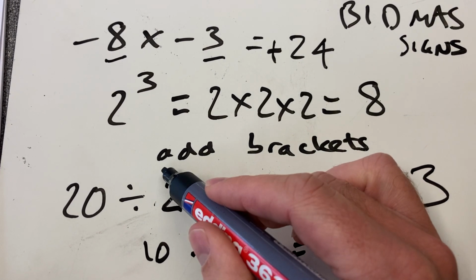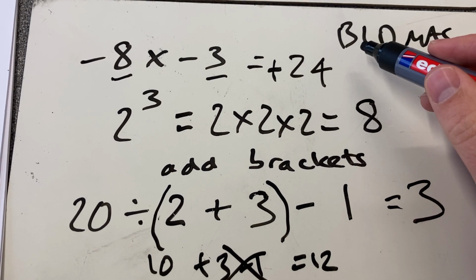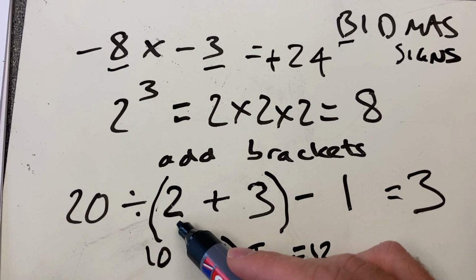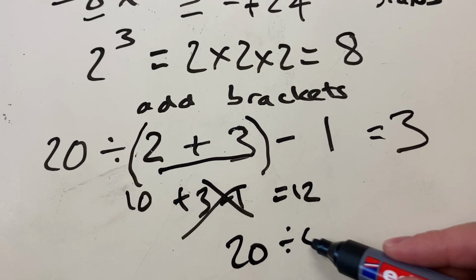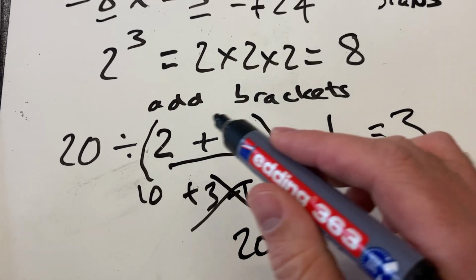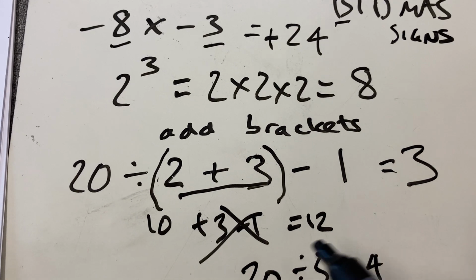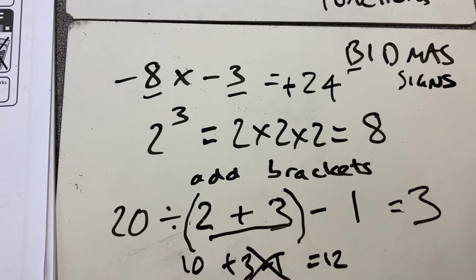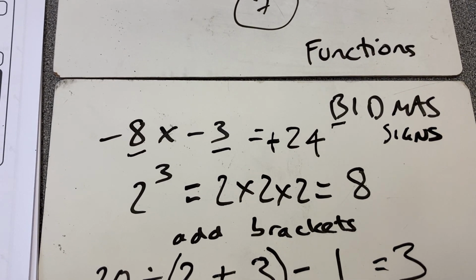But if I add brackets there, then according to the laws of BIDMAS, I must do what's in the brackets first. I must add those two together. So I have to do 20 divided by 5, which is 4, and then subtract that 1 and get 3. So the brackets had to be put there. Otherwise, I would have had to do 20 divided by 2, which would have been 10, and that one. So the brackets go there. Okay, there we go. That's some examples of functions and BIDMAS in a maths GCSE exam.